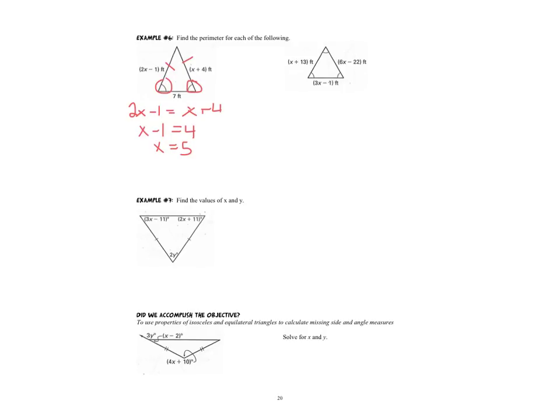So they did not ask me to find x, but I did need to find x in order to find the perimeter. I know that the base of this triangle is 7, so now I have to find the two legs by plugging in x equals 5. So this leg would be 9, because 5 plus 4 is 9. If I plug 5 in here, I get 2 times 5, which is 10, minus 1 is 9.